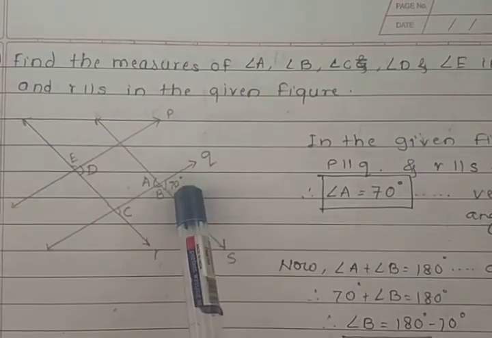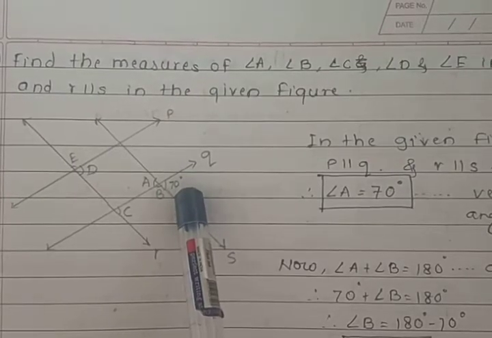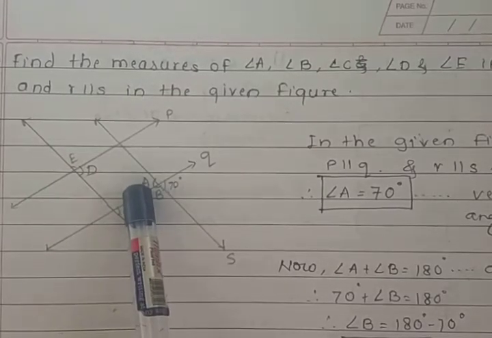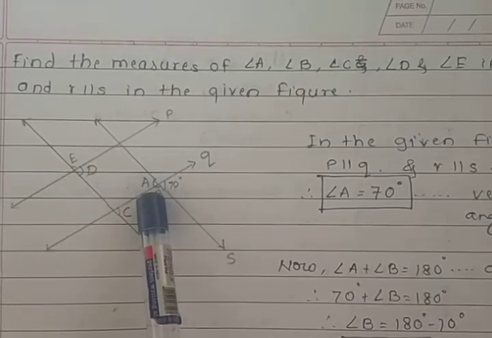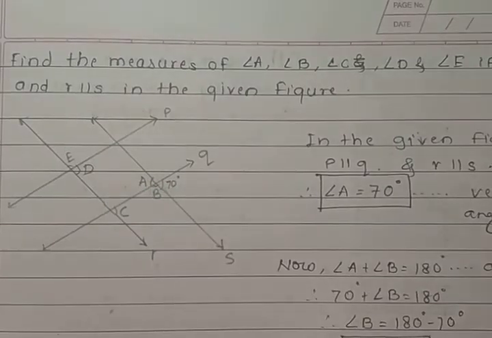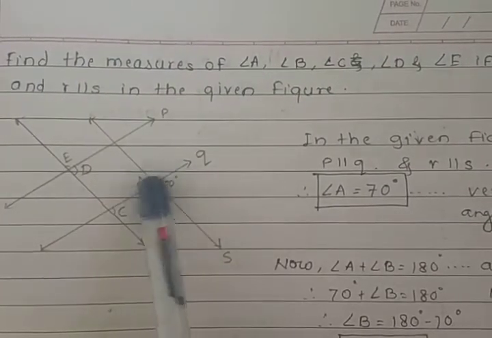Here this angle is given as 70 degrees, right? Now just check where is angle A. Angle A is vertically opposite to that of 70 degrees. That means the measurement of angle A is equal to 70 degrees. Got it? Why? Because these are forming vertically opposite angles.